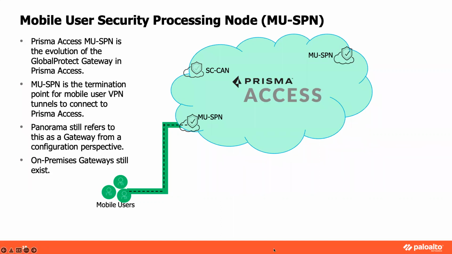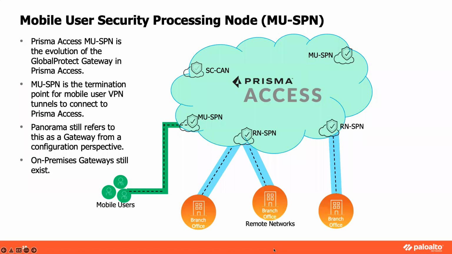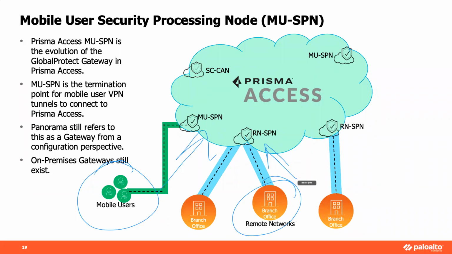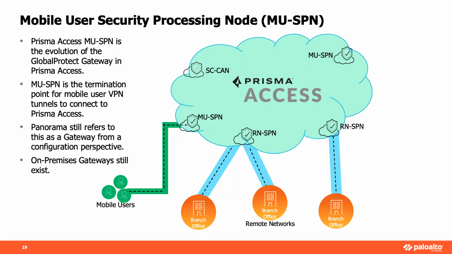All connections, whether it's a user in a branch office or a mobile user that's connecting into Prisma Access, are going to use an IPsec tunnel for secure communication. Additionally, they're going to have those security processing nodes to give you security. So it all kind of works together.